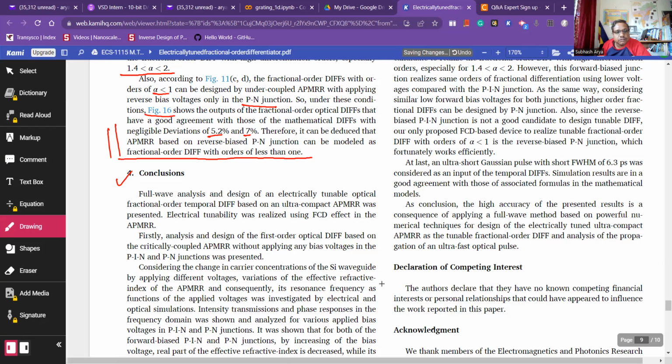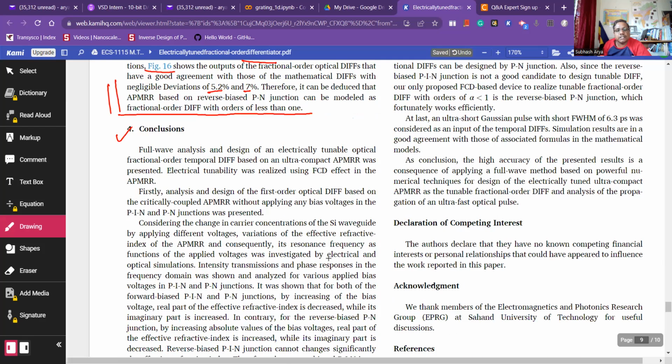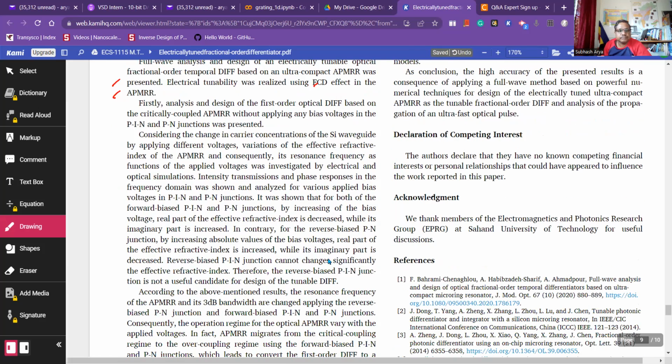Now conclusion. Full wave analysis and design of electrically tunable optical fractional order temporal differentiator based on an ultra compact APMRR was presented. Electrical tunability was realized using FCD effect, free carrier dispersion effect in the APMRR. Firstly, analysis and design of the first order optical differentiator based on the critically coupled APMRR without applying any bias voltage in the PIN and PN junction were presented.